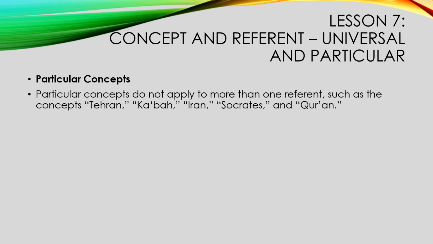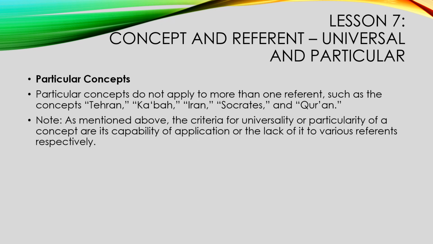Particular concepts. Particular concepts do not apply to more than one referent, such as the concepts Tehran, Kaaba, Iran, Socrates, and Quran. Take note that, as mentioned above, the criteria for universality or particularity of a concept are its ability of application or the lack of it to various referents respectively.